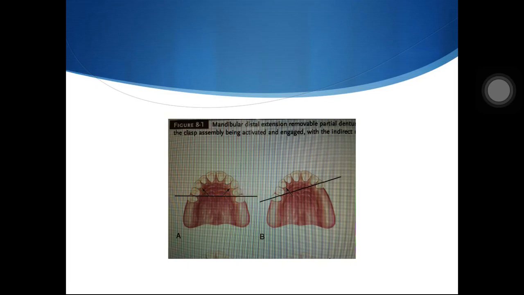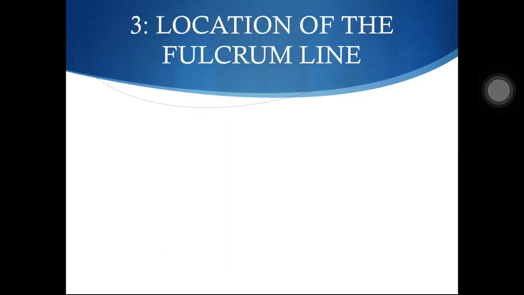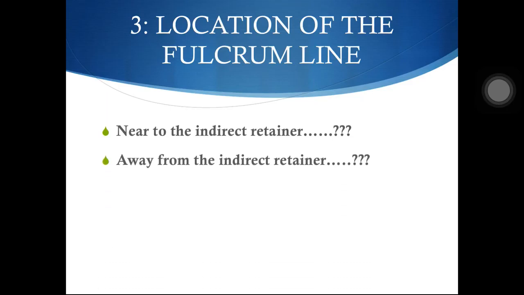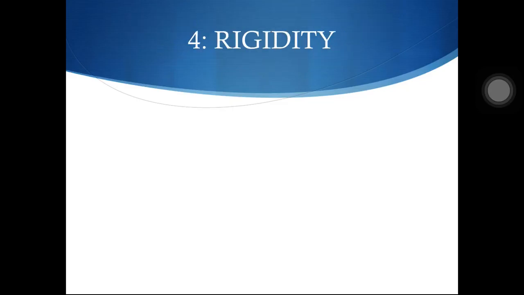or the canines. Here we can also see that we have to have the retainer away from the fulcrum line in the perpendicular fashion. Location of the fulcrum line should be as far away from the indirect retainer as possible. Rigidity: we know that as in the case of the major connector, rigidity is most important for the direct retainer and for the indirect retainer to be activated.